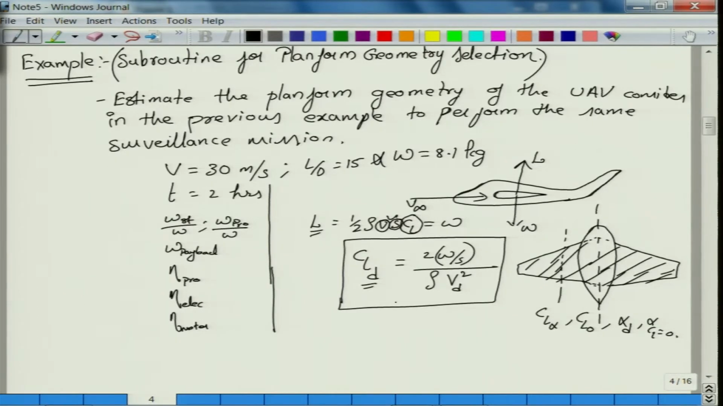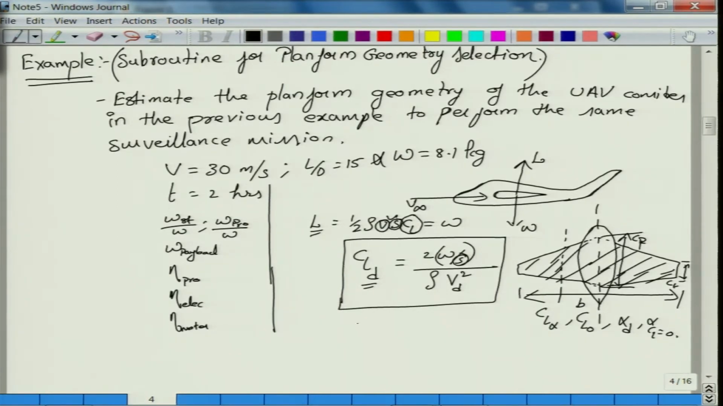So, how to achieve that? That means I need to know what should be the S. When I say S, I need to talk about what? The span of the UAV, the span of the wings, or say the root chord of the wing, CR here. So, this is my CR and CT, am I correct or not? CR, CT, B. Based upon this I can talk about wing planform area, am I correct or not?